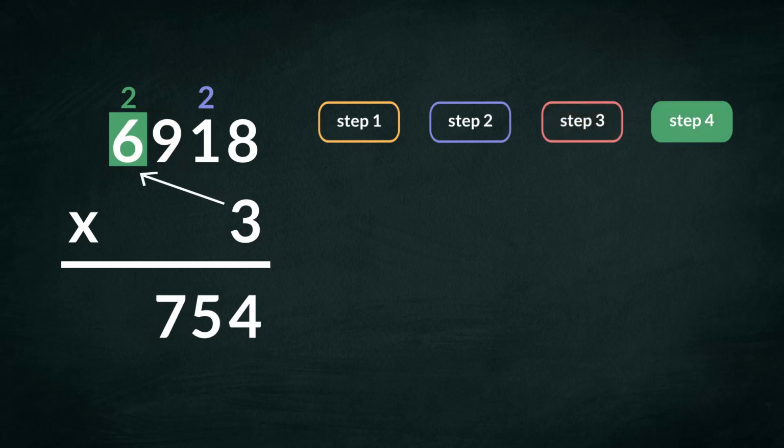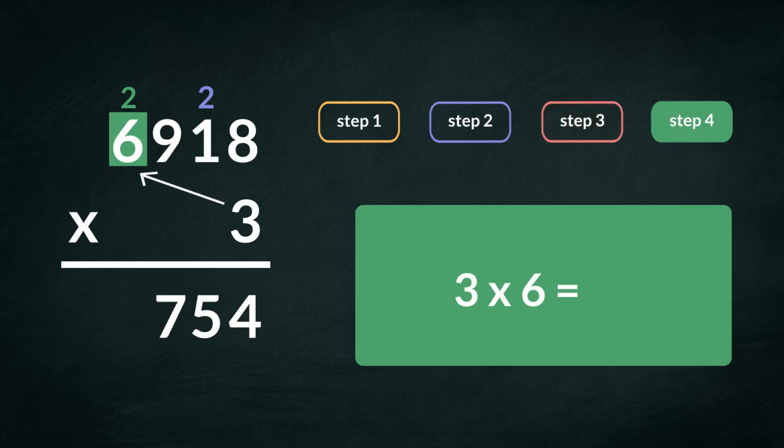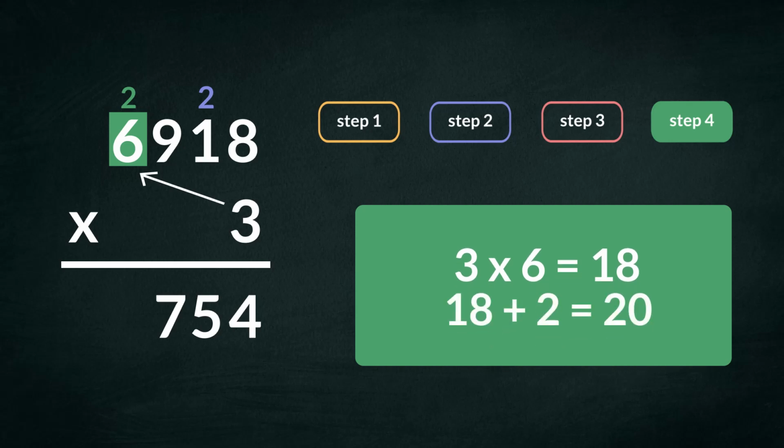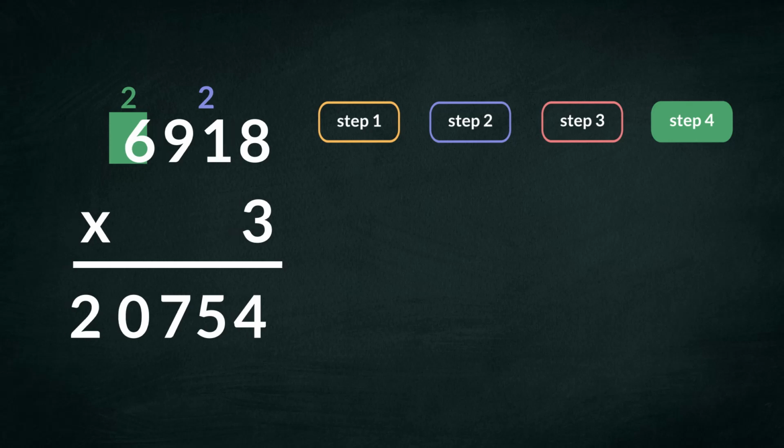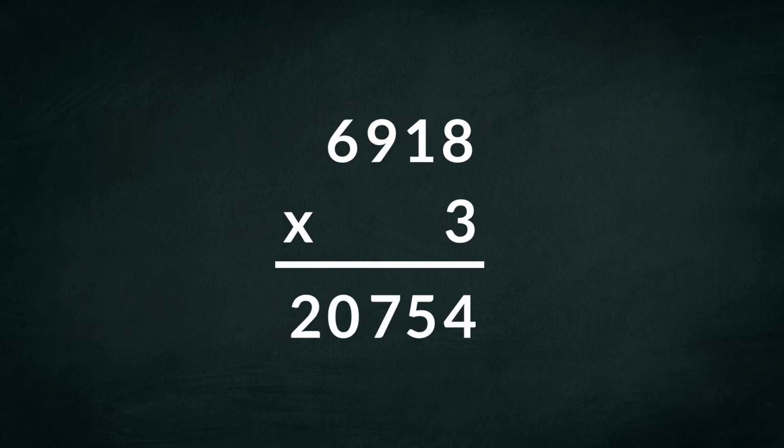Only step 4 left. We have 3 times 6 equals 18. And 18 plus the 2 that we carried over equals 20. Now, normally, we would need to keep 0 here and carry 2 over to the next higher place value column. But in this case, the thousands is the last column, so we can keep both 2 and 0 under the line. So there you have it. 6,918 times 3 equals 20,754. Wow, talk about big numbers. And we figured it out together.